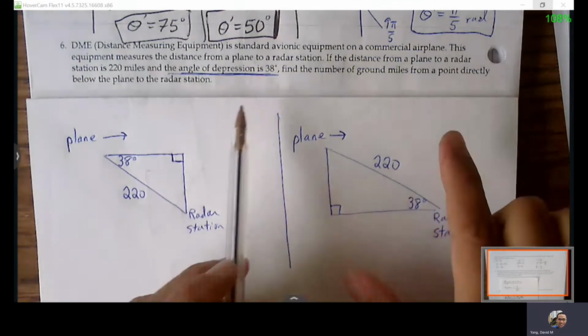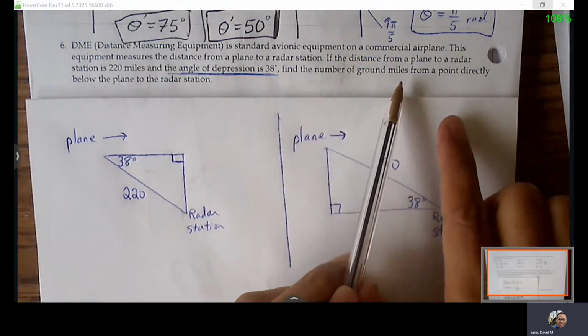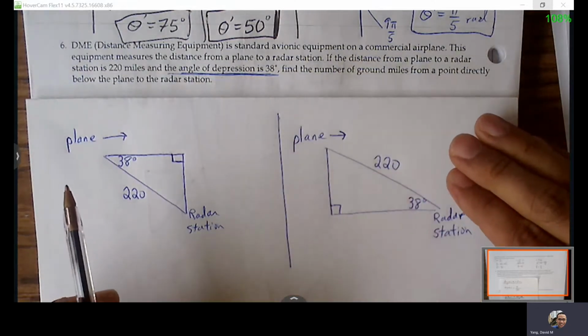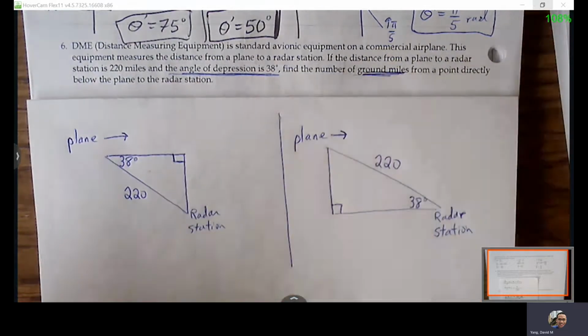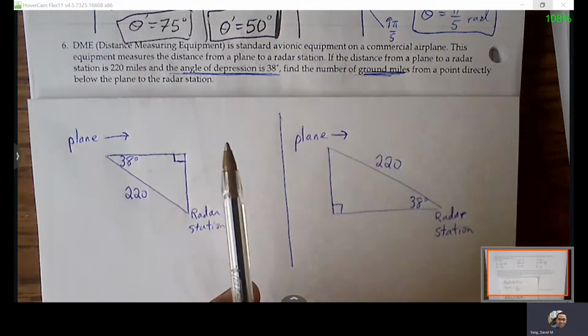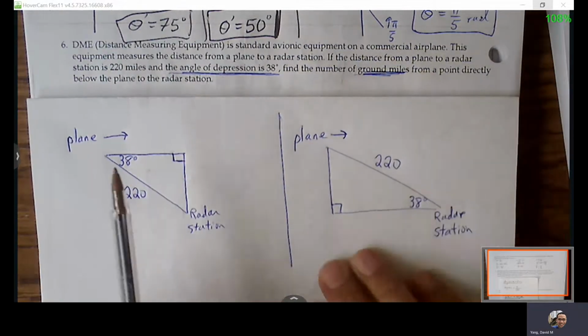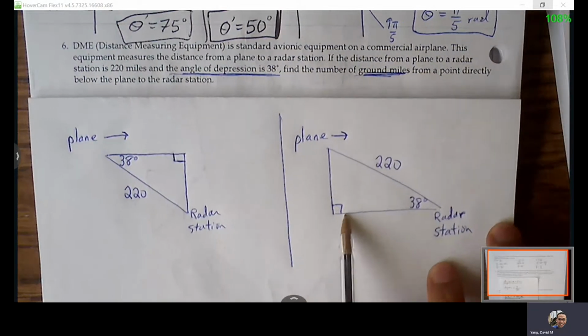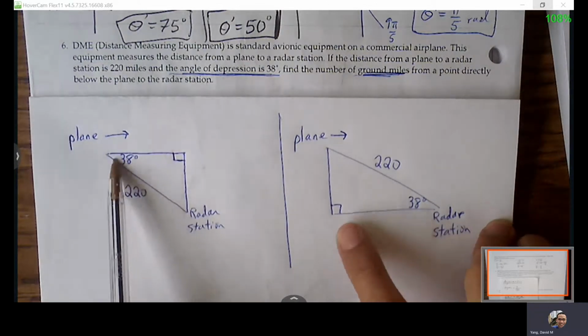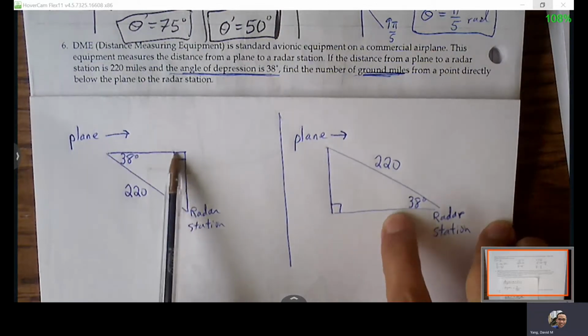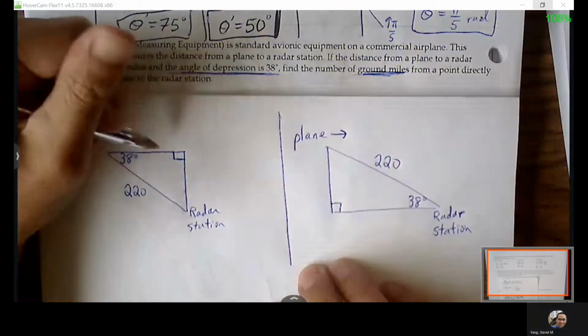Okay. Find the number of ground miles from a point directly below the plane to the radar station. So when I see the word ground miles, I think of horizontal miles. It's like miles that we would travel if you're on the ground, so it's going to be a horizontal mile. So either you can call it X here or here. It doesn't have to be on the ground as long as it's horizontal. That's enough for ground miles. That's right, good.